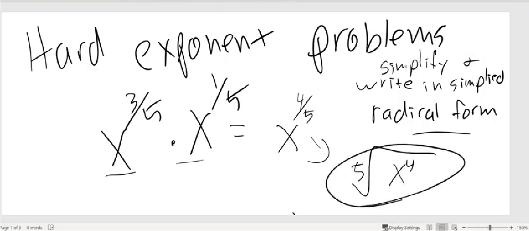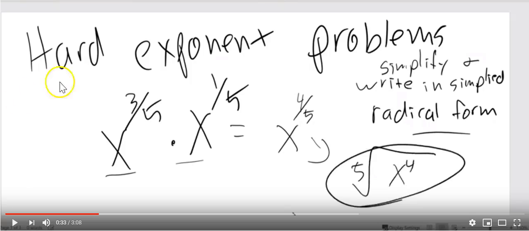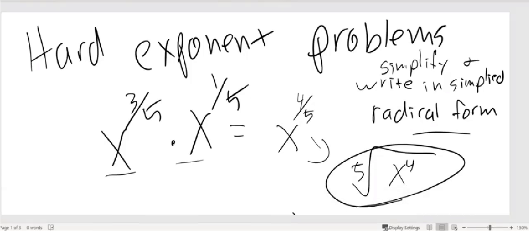3 plus 1 is 4. So that's where we're going to take 3 plus 1 equals 4. Denominator stays the same. But now the directions say simplify and write in simplified radical form. So that means the 5 on the bottom of that is going to be my root, 5th root, x to the 4th power. So that's what we got to do. Make sure we always follow the directions and write in radical form.